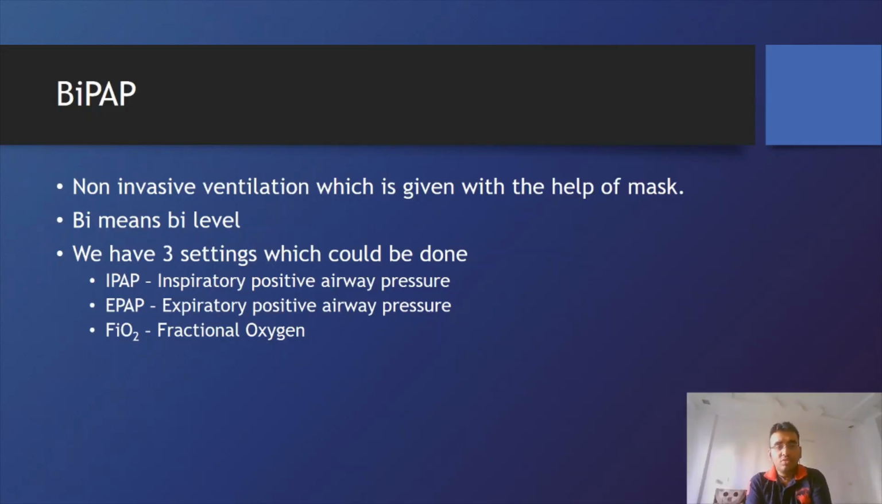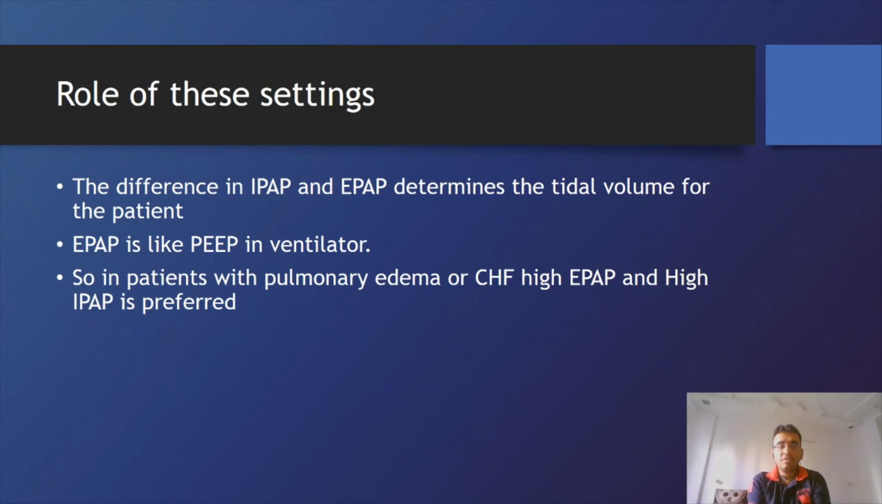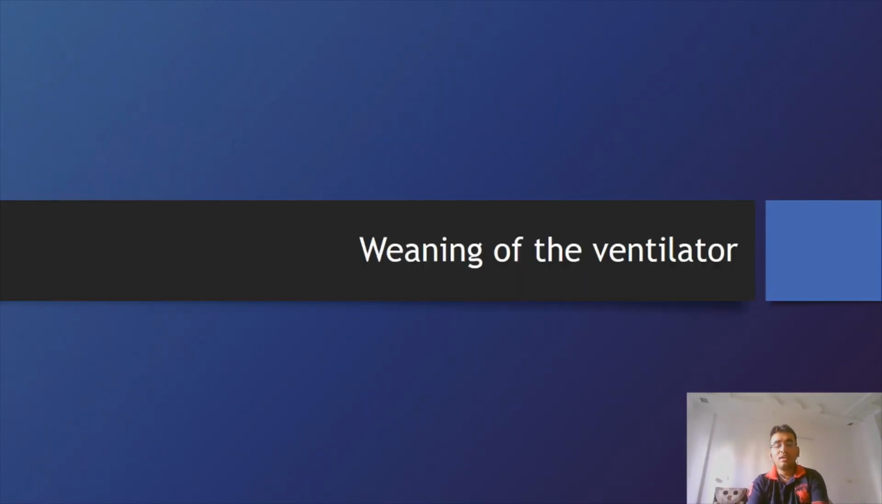So we discussed IPAP, EPAP and FiO2, and the role of these settings. IPAP minus EPAP, which is the delta, determines the driving pressure, basically the tidal volume for the patient, and EPAP is just like the PEEP in a ventilator. So in patients with pulmonary edema or CHF, you prefer a high EPAP as well as a high IPAP. You get almost the same amount of ventilation, and you get the positive effect of the PEEP.